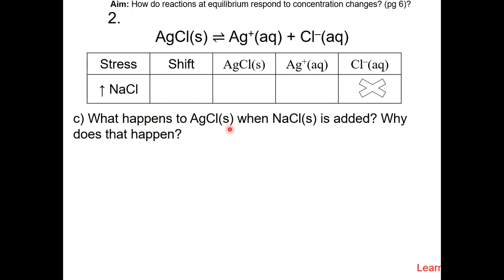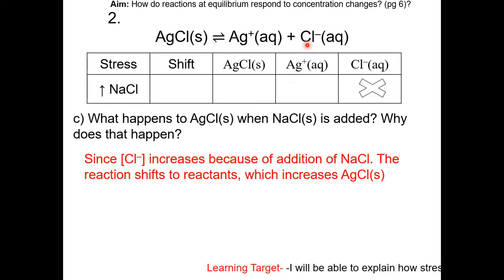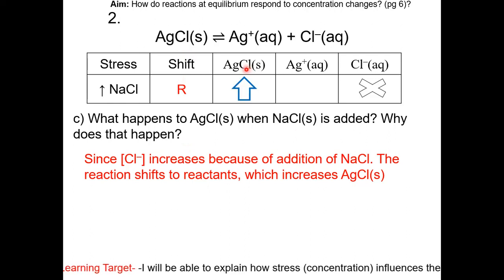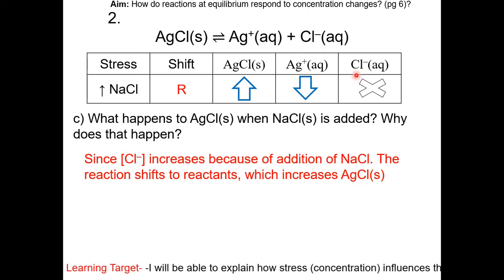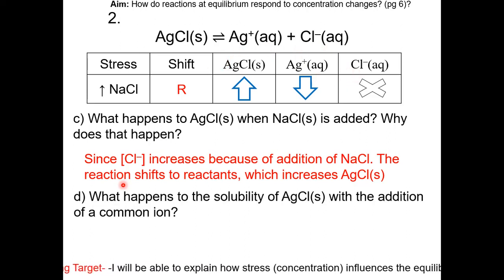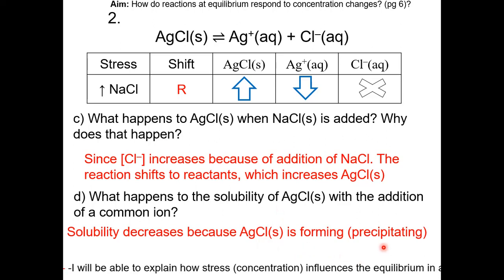What will happen to silver chloride when NaCl is added? Why does this happen? When we add NaCl, we're adding chloride ions. And since chloride ion is on the product side, when we add it, it will shift to the opposite side, which is the reactant side. And since AgCl is on the reactant side, it will increase. Since silver ion is on the product side, it will decrease because it's combining with chloride ions to make more silver chloride. What will happen to the solubility of AgCl with the addition of the common ion? Since silver chloride solid is being formed, solubility is decreasing because it is precipitating.